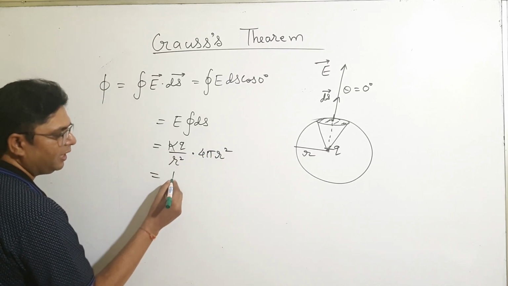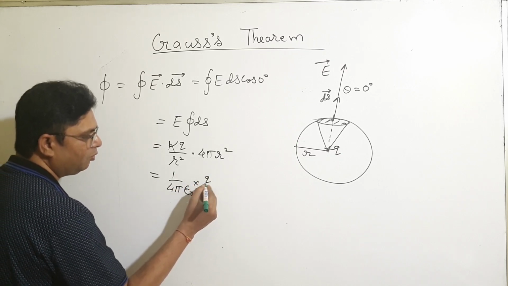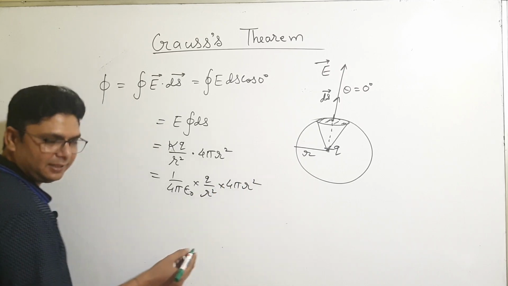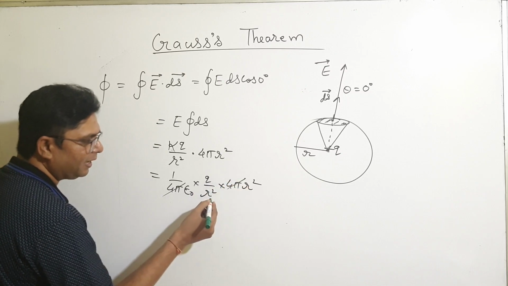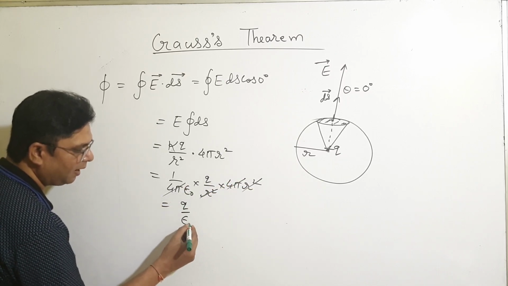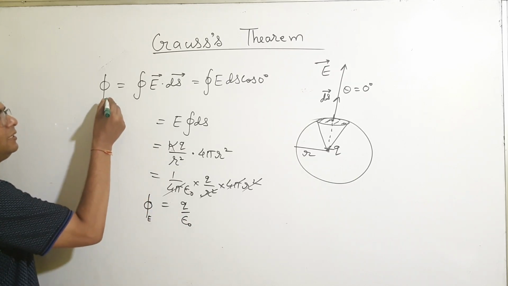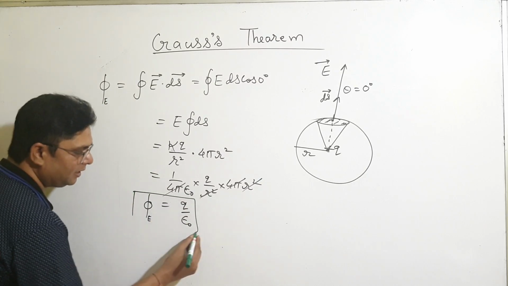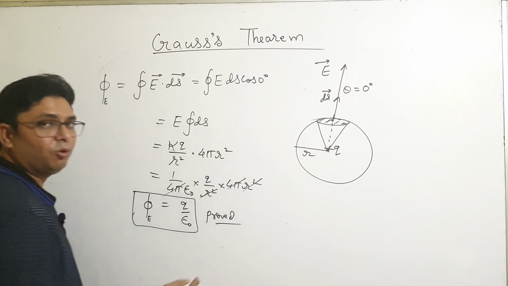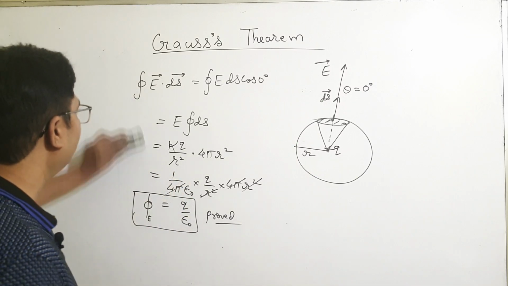So what is the value of k? 1 by 4 pi epsilon naught. Here q upon r square, here you have 4 pi r square. Just cancel this 4 pi, cancel this r square. The left quantity is q upon epsilon naught, which is equal to phi, electric flux. Thus we have proved Gauss theorem or Gauss law. Let us learn numericals based on Gauss theorem.